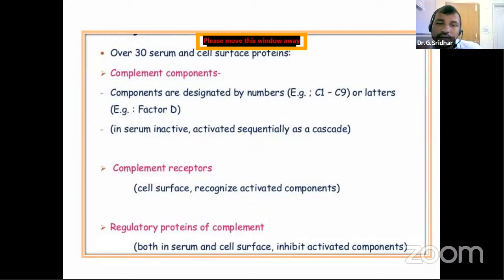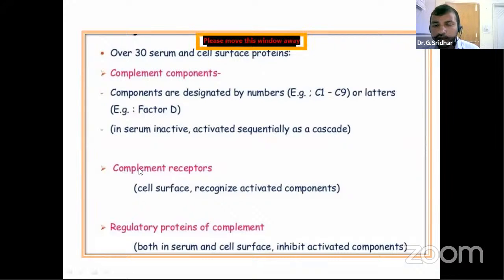Such a method of activation we call the cascade mechanism. That's why the pathways we find in the complement system are called cascade pathways. This is the meaning of cascade.